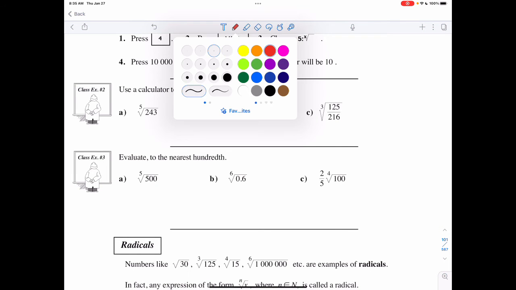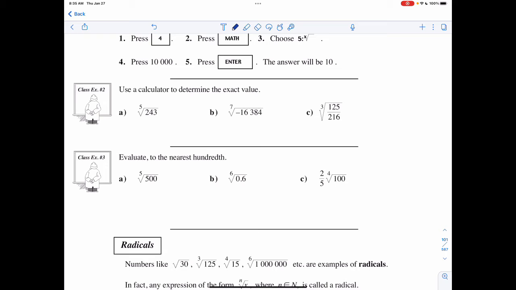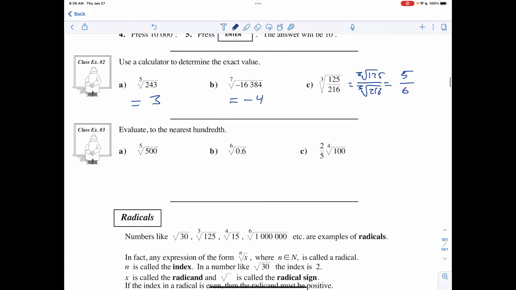So when I plug it into my calculator, if it wants the fifth root of 243, I should get 3. If it's the seventh root of negative 16,384, I get negative 4. And if it's the cube root of 125 over 216, remember that's the same as the cube root of 125 over the cube root of 216. You can do them individually, and you're going to get 5 over 6.